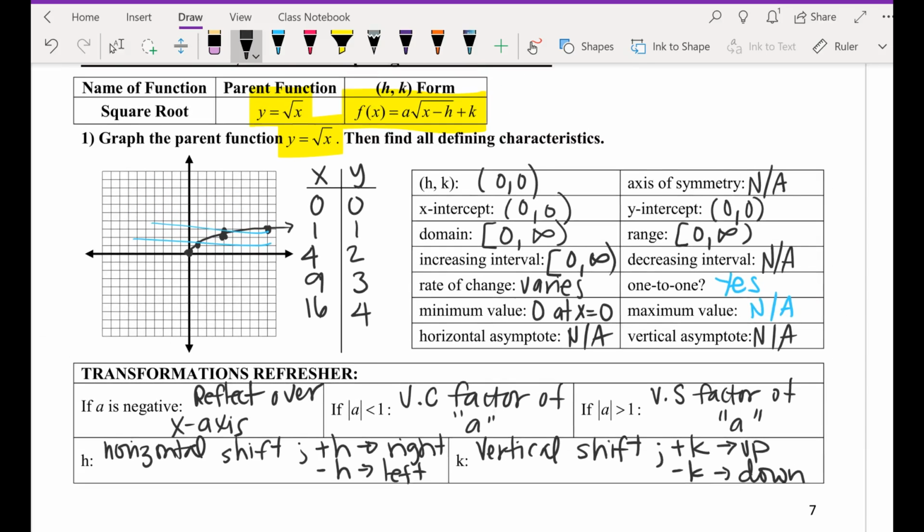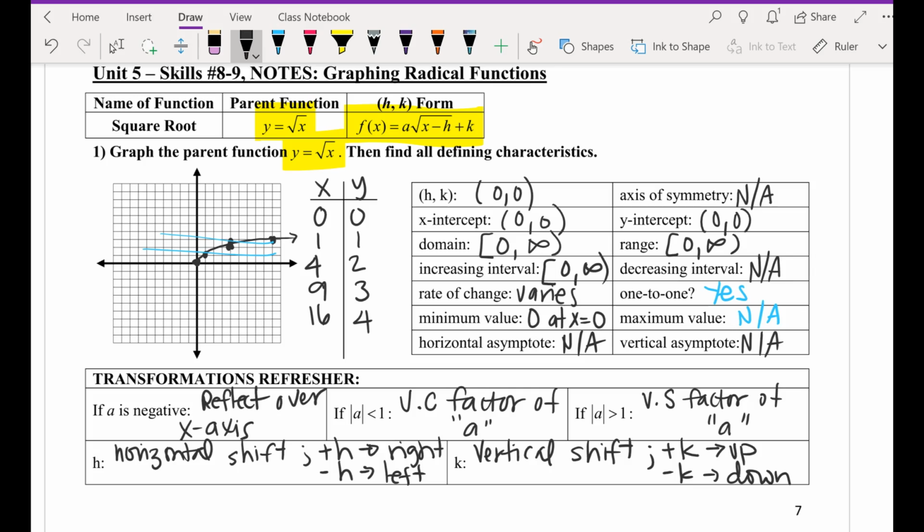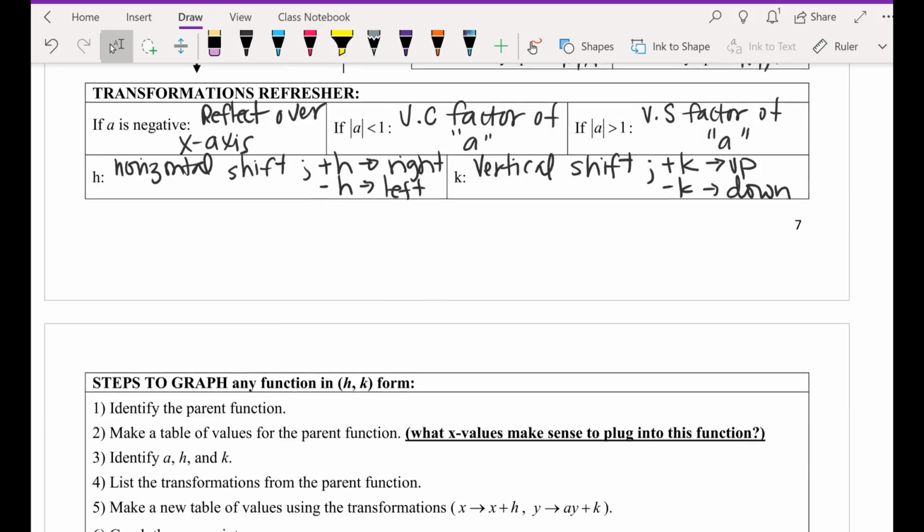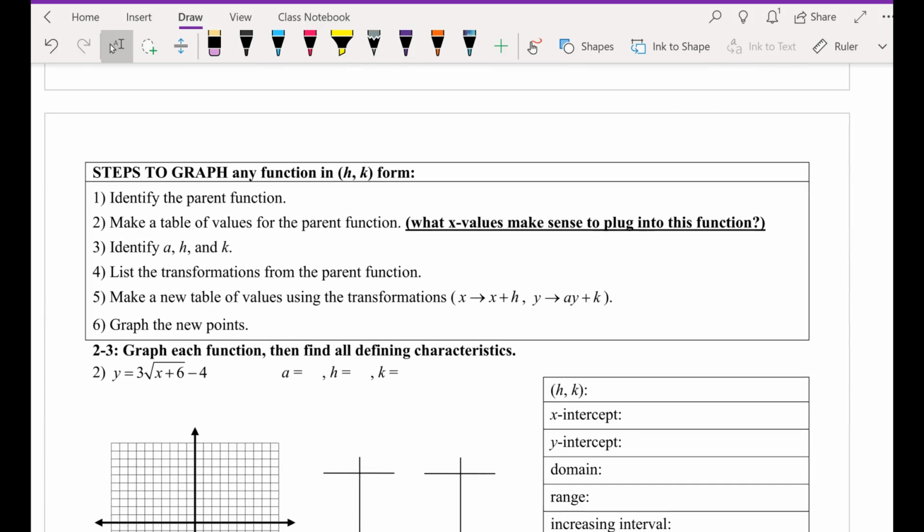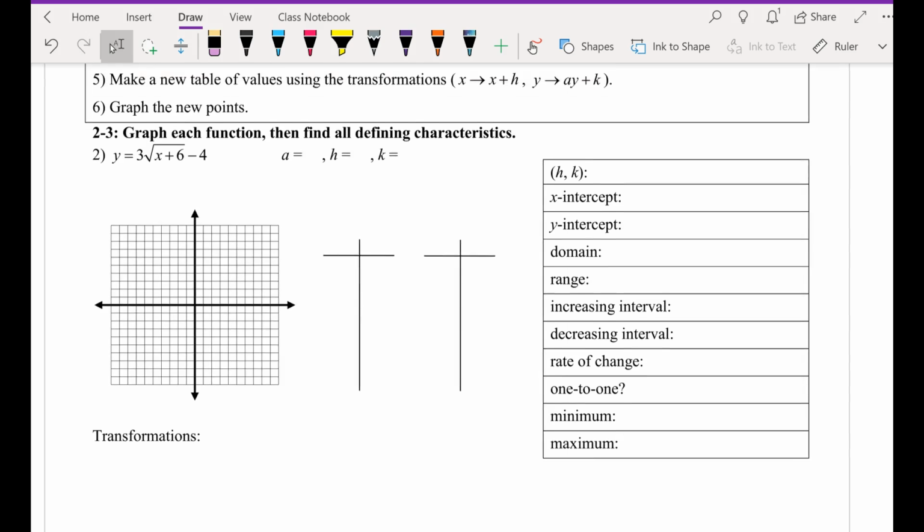Okay, so that's all of our review, right? All the transformation that's review. The parent functions, no, we've barely begun. Now, the steps to graphing are the same. There isn't anything changing in terms of graphing. So we're going to apply it right away.